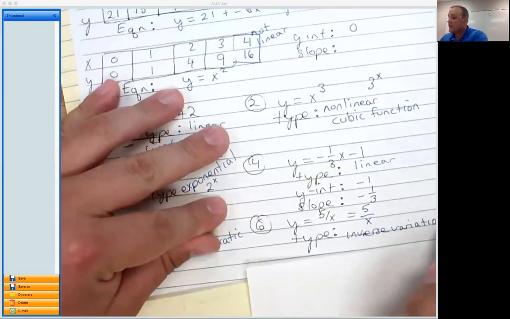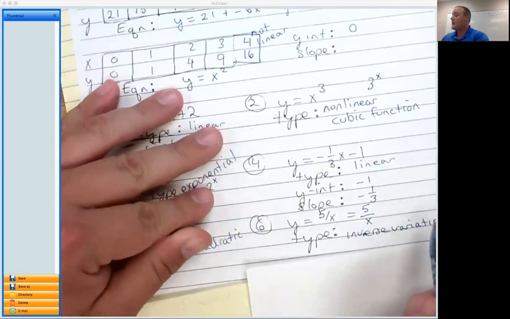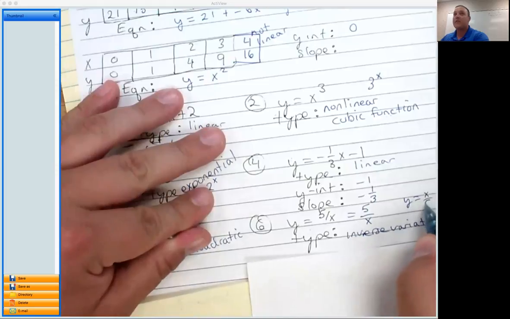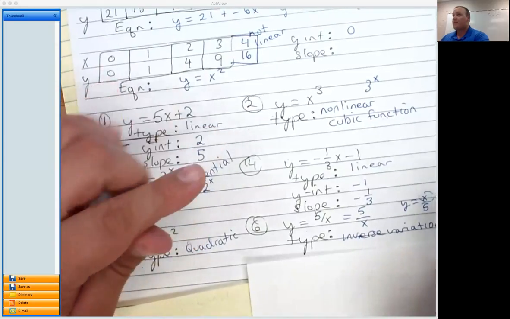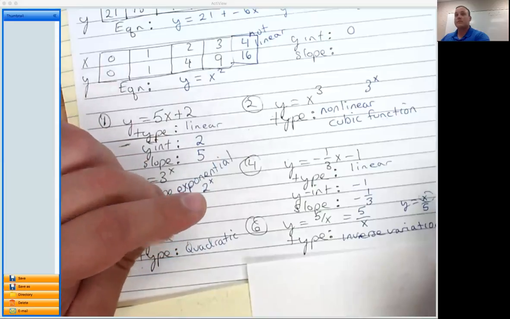Okay, because the variable's in the denominator. Yes, if it was y equals x over 5, it would be linear because the variable is in the numerator. You want to look for if it's over a third to the x or if it's 1 over x.